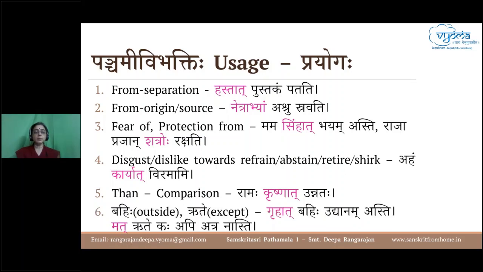One more thing is bahihi and rute. So these, we said, are the specific words with which certain vibhaktis are used. Bahihi, grihat bahihi udyanam asti. Outside the house, there is a garden. Mat rute kaha api atra na asti. Rute means except, or it can also be used as without. So here, except me, there is no one here. Na asti has become nasti. This is the usage of panchami vibhakti.